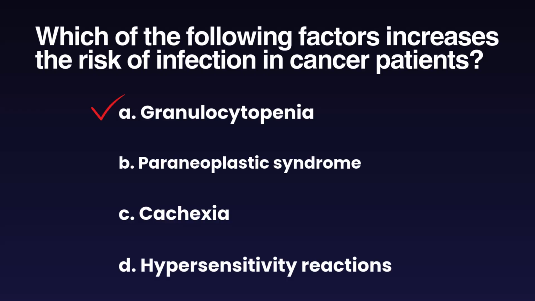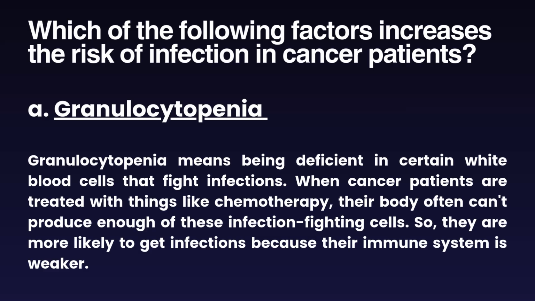Correct answer. A. Granulocytopenia. Granulocytopenia means being deficient in certain white blood cells that fight infections. When cancer patients are treated with things like chemotherapy, their body often can't produce enough of these infection-fighting cells. So, they are more likely to get infections because their immune system is weaker.